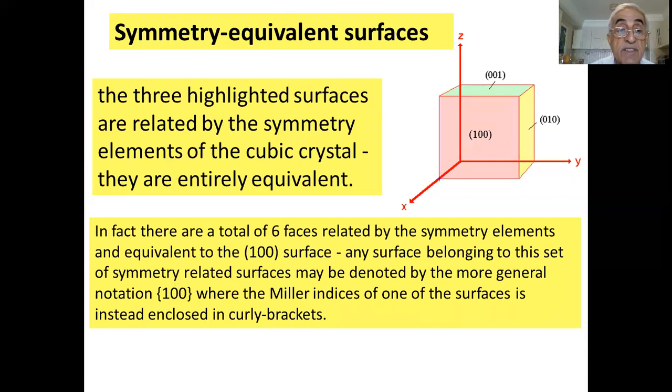Symmetry equivalent surfaces. The 3 highlighted surfaces are related by the symmetry elements of the cubic crystal. They are entirely equivalent. In fact, there are a total of 6 faces related by the symmetry elements and equivalent to the 100 surface. Any surface belonging to this set of symmetry-related surfaces may be denoted by the more general notation {100}, where the Miller indices of one of the surfaces are instead enclosed in curly brackets, as shown in the figure.